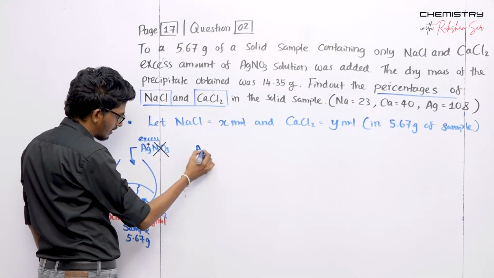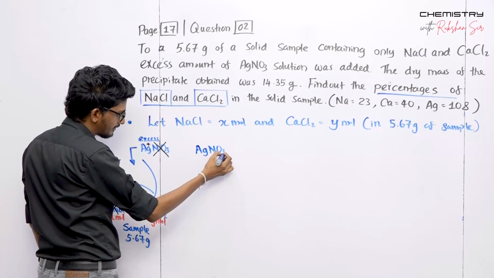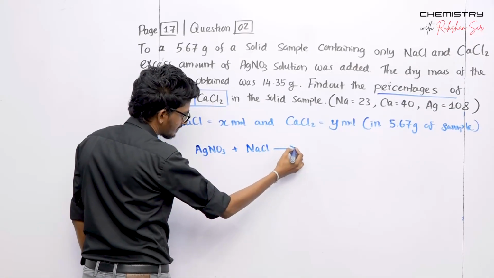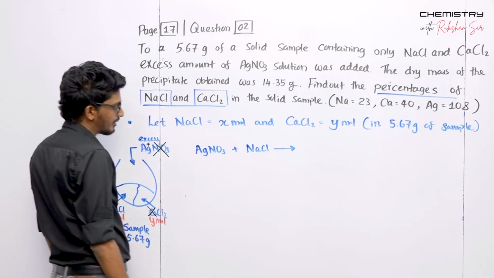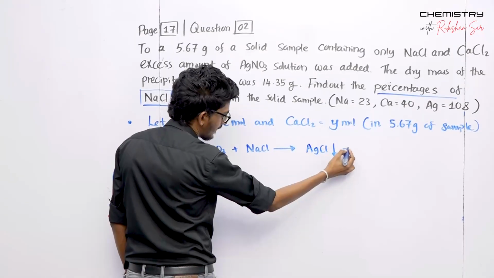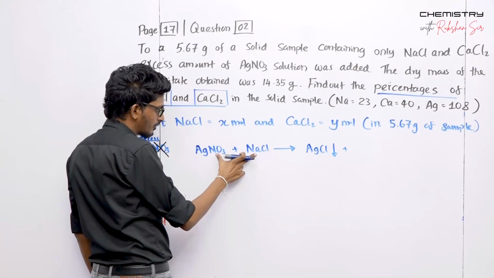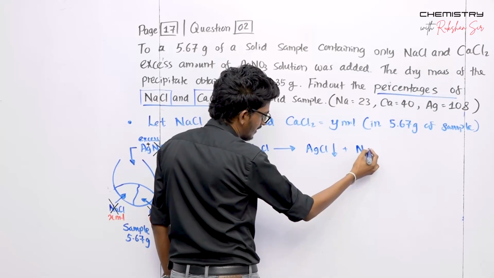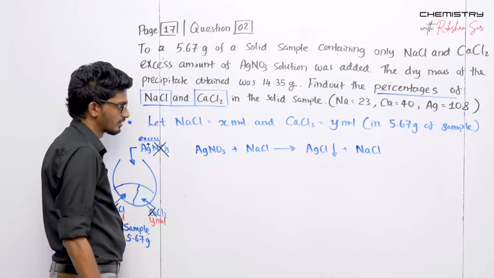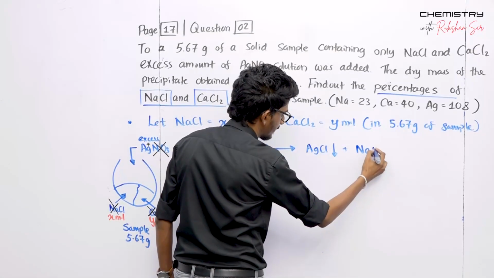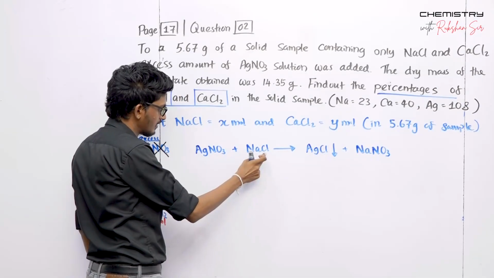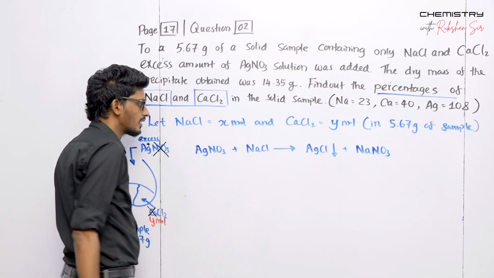The first equation is between AgNO3 and NaCl. What is the precipitate? AgCl is the precipitate, and NaNO3 will be there in the solution. So it is balanced, right? The Na cation comes with the anion of the other, giving AgCl and NaNO3. What about the other one?